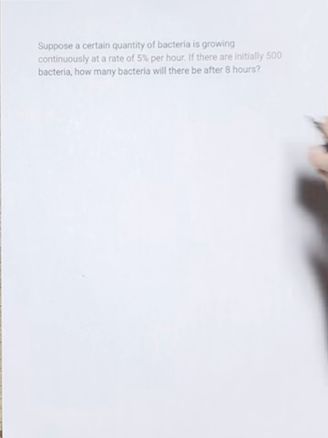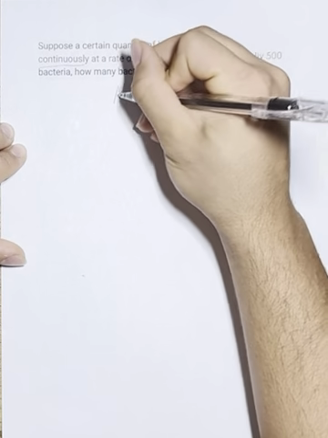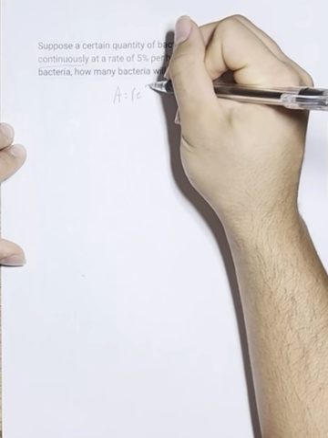Here we have a pretty common compounding question in precalculus. It says, suppose a certain quantity of bacteria is growing continuously at a rate of 5% per hour. If there are initially 500 bacteria, how many bacteria will there be after 8 hours? So because it's growing continuously, we know we have to use A equals Pe^(rt).